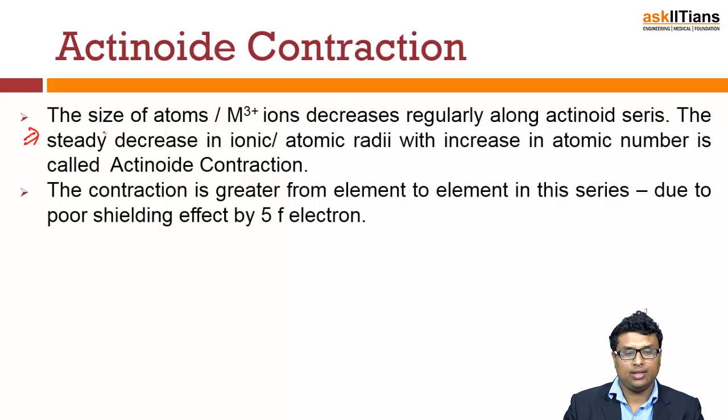The size of atoms and M3+ ions decreases regularly along the actinide series. The steady decrease in ionic or atomic radii with increase in atomic number is called actinide contraction. The contraction is greater from element to element in the series. It is due to the poor shielding effect of the 5f electrons.